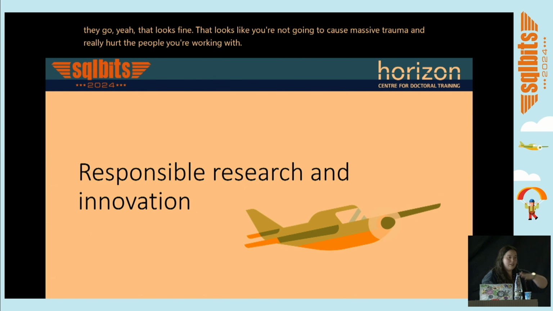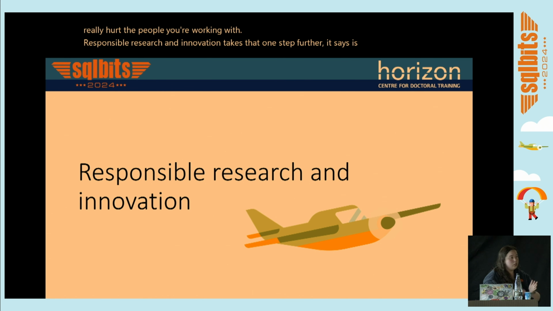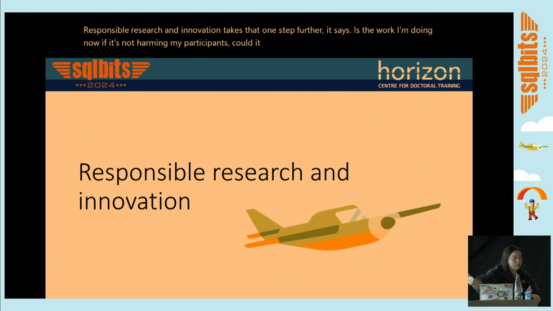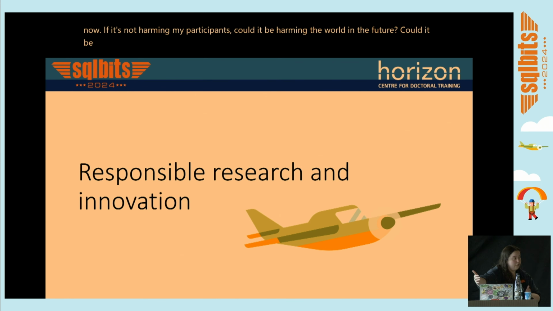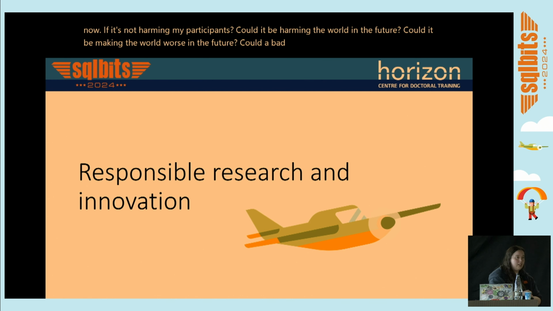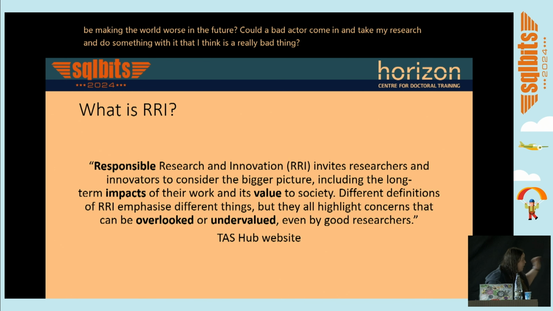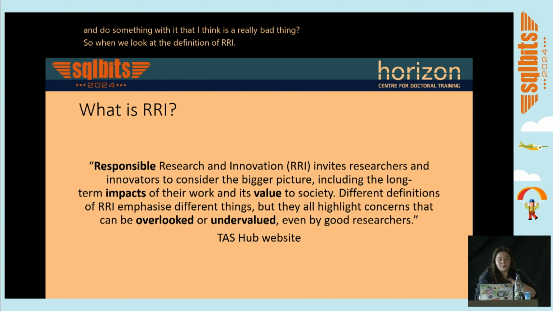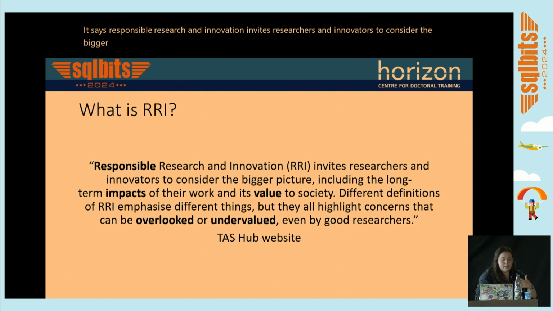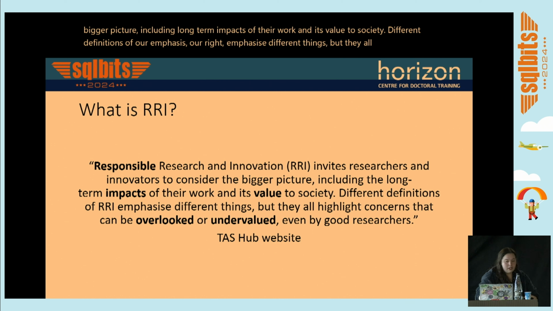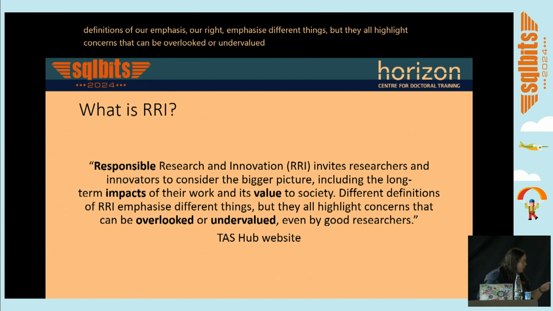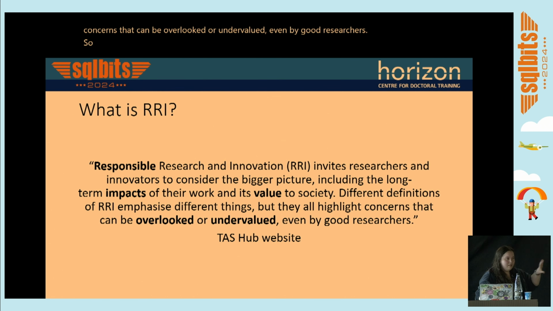Responsible research and innovation takes that one step further. It says, is the work I'm doing now, if it's not harming my participants, could it be harming the world in the future? Could it be making the world worse in the future? Could a bad actor come in and take my research and do something with it that I think is a really bad thing? So when we look at the definition of RRI, it says, responsible research and innovation invites researchers and innovators to consider the bigger picture, including long-term impacts of their work and its value to society. Different definitions of RRI emphasize different things, but they all highlight concerns that can be overlooked or undervalued, even by good researchers.